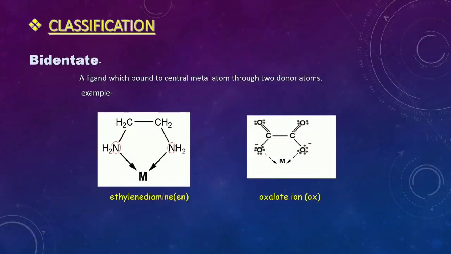The ligand may be bidentate or polydentate. A bidentate ligand is bound to the central metal atom through two donor atoms. Example, ethylene diamine. Here two nitrogen atoms are donor atoms which bind to the metal ion M and form a chelate complex. Next, oxalate ion. Here two oxygen atoms are donor atoms which bind to the metal M and form a chelate complex.